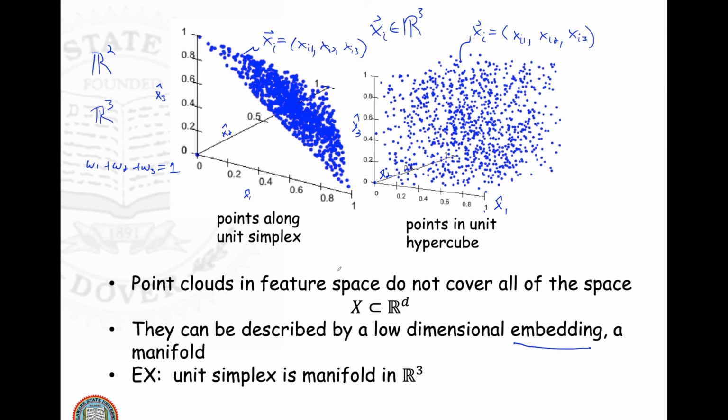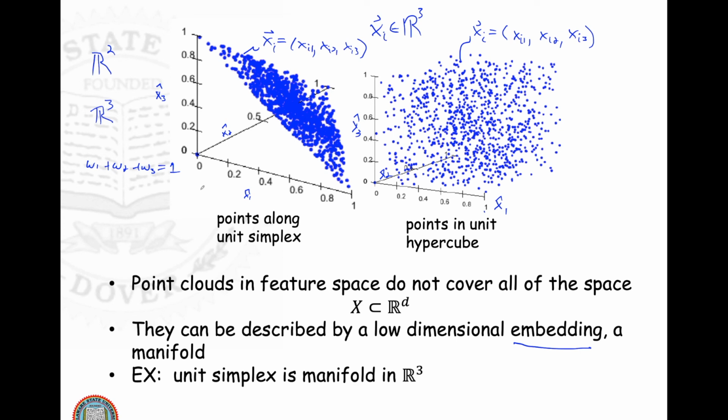Now, low dimensional embedding has a name in math. It's called a manifold. And a manifold is nothing more than a low dimensional embedding surface. It could be a two-dimensional surface in R3, could be a three-dimensional surface in R4, or some arbitrary k-dimensional surface in a d-dimensional representation. And so here, in this example on the left, the unit simplex is a manifold low-dimensional embedding within R3. Okay. And so a manifold doesn't necessarily have to be one less than the dimension in which it's embedded. It can be two less, three less, four less. It can be any arbitrary subdimension.